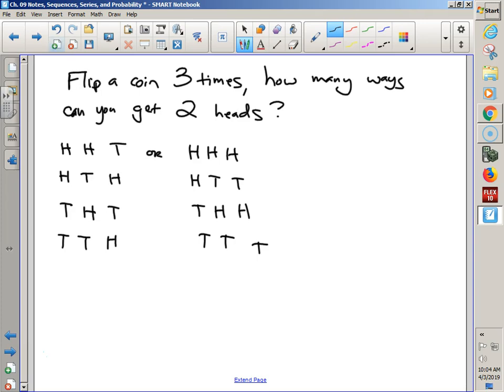Have I gotten them all? I think so. What if we start with the heads and get a heads? Then we only have 2 options. What if we start with the heads and get a tails? Then we only have 2 options. What if we start with the tails and get a heads? Only 2 options. What if we start with tails, get a tails? 2 options. There is a mathematical way of doing this. Because imagine if I said if you flip a coin 20 times.